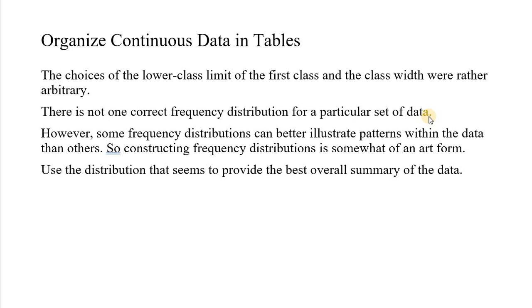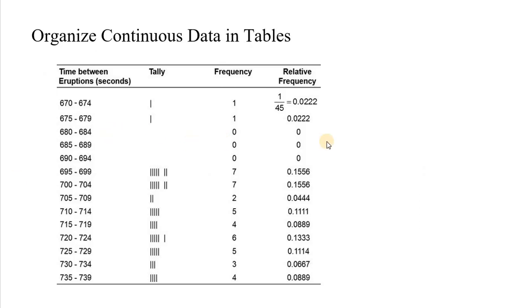You could say, unless I determine the number of classes for you, then you could follow certain steps and end up with the same tables. We usually use the distribution that seems to provide the best overall summary of the data. And when we say that, we mean basically it shows the distribution type of data, and we will discuss this later. For example, you can see here, this is not a great representation of the same set of data.